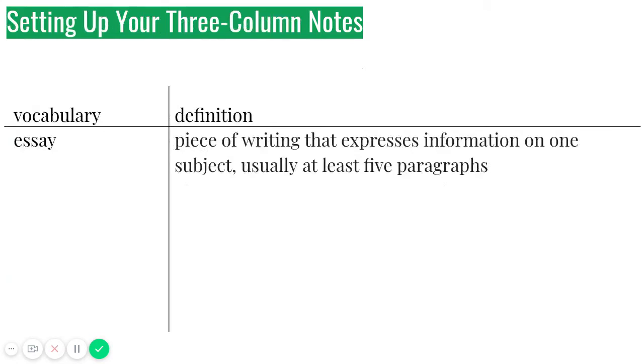Our first vocabulary word is essay. An essay is a piece of writing that expresses information on one subject, usually at least 5 paragraphs. So that's basically what an essay is. It's 5 paragraphs at least. Sometimes there'll be more, especially as you get older, that expresses information on one subject. Pause the video, copy it down.